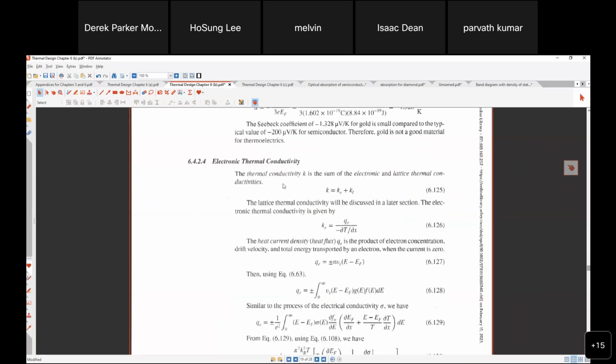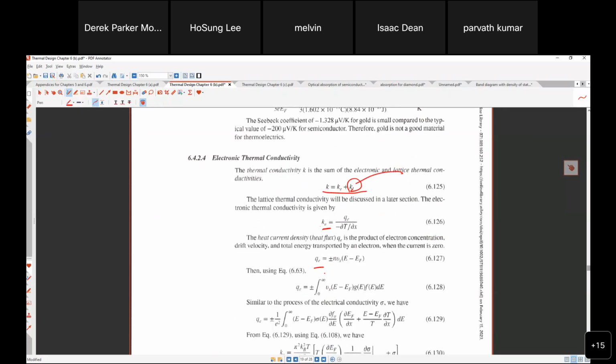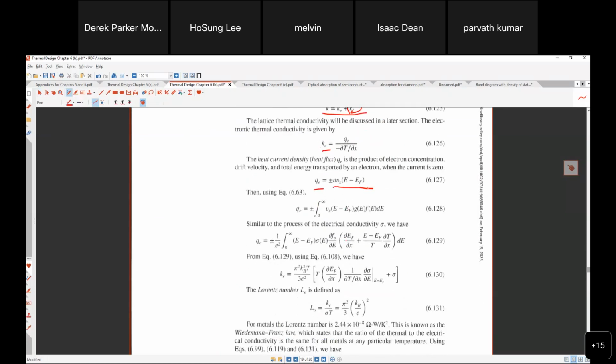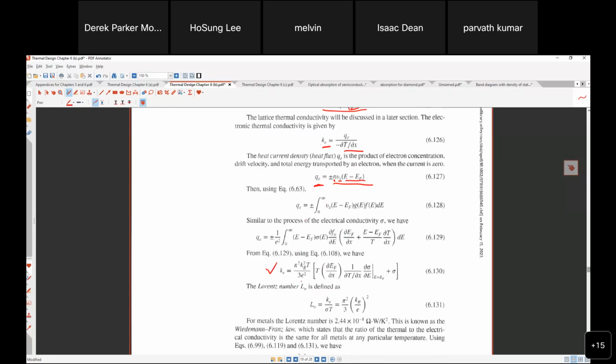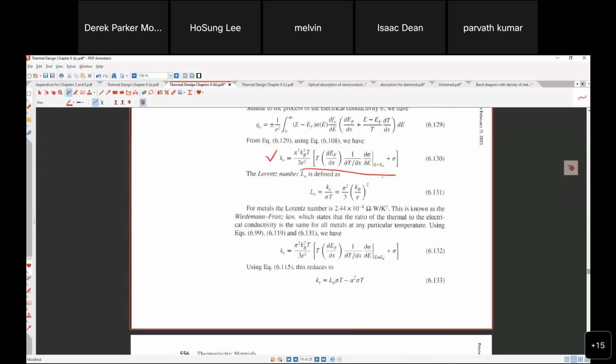Now, electronic thermal conductivity. Actually, thermal conductivity consists of electron and lattice. Lattice is later. So now we look at electron. Electron turns out to be defined this way: because the electron is moving, the number of electrons, velocity, and carried energy. So very easily we can get the heat flow, and the heat flow is related to the temperature gradient. That's why we're able to figure out the electron contribution, and then this is the equation.